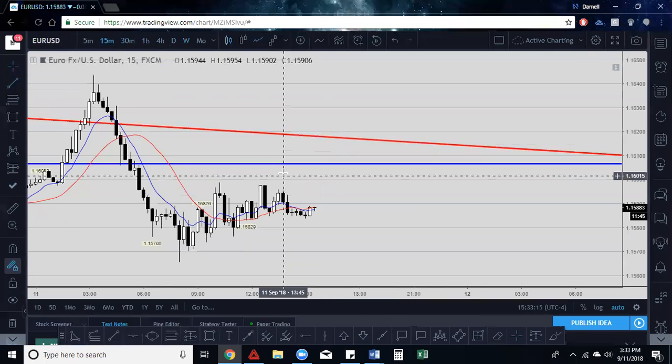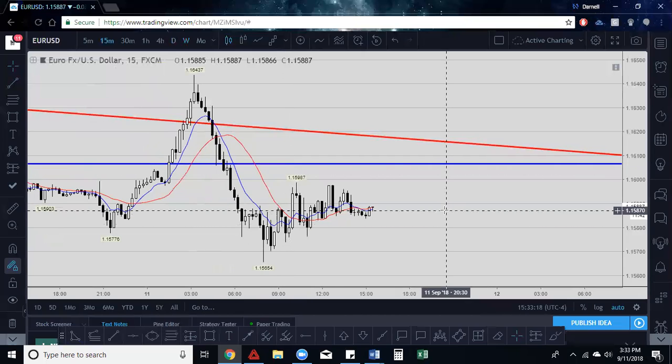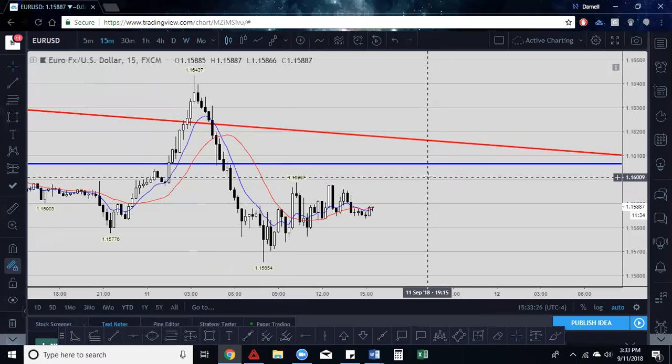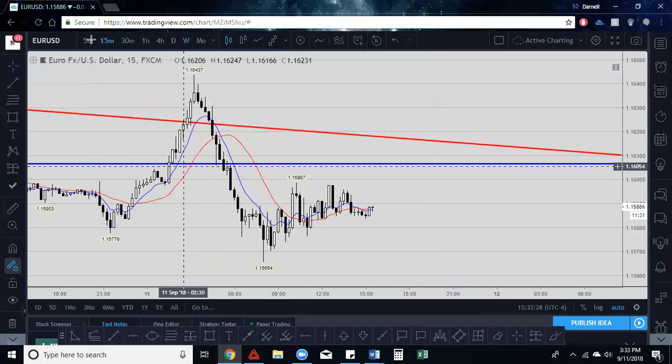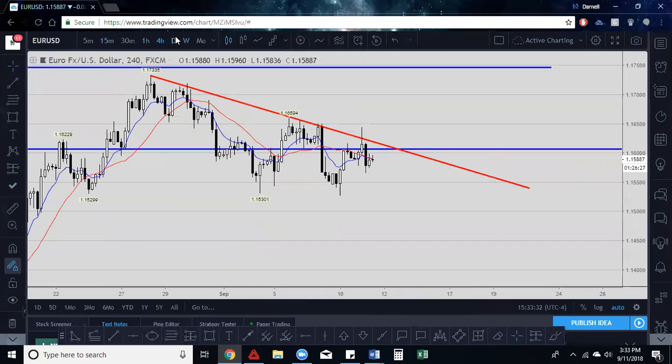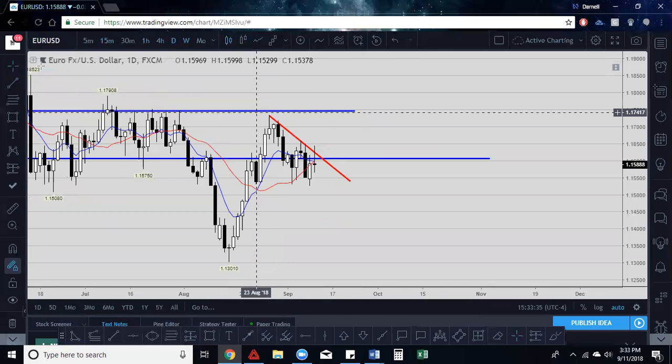Where's my entry? Let me pull this up real quick. 1.16. Damn, I got a good entry. So I'm actually short here at 1.16 flat. Go back up to the daily. What are we looking for?